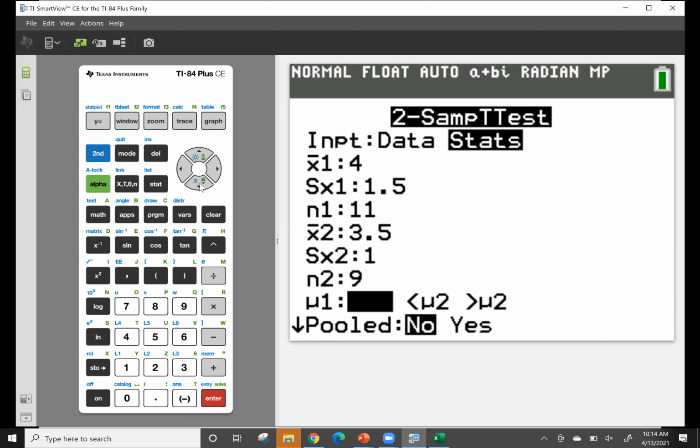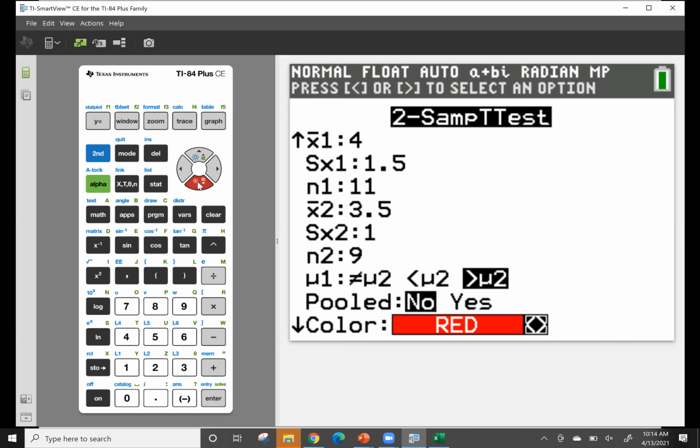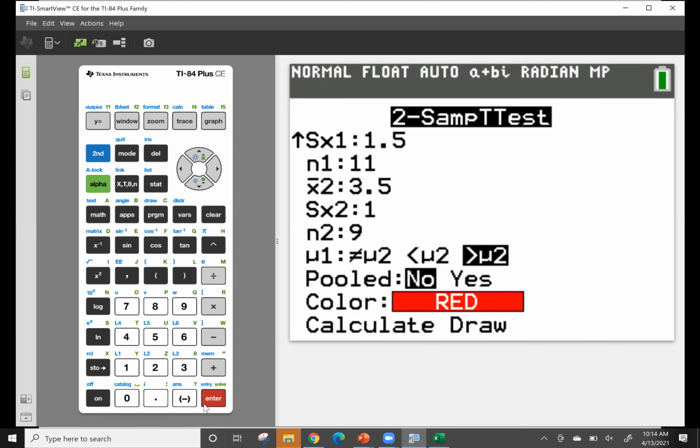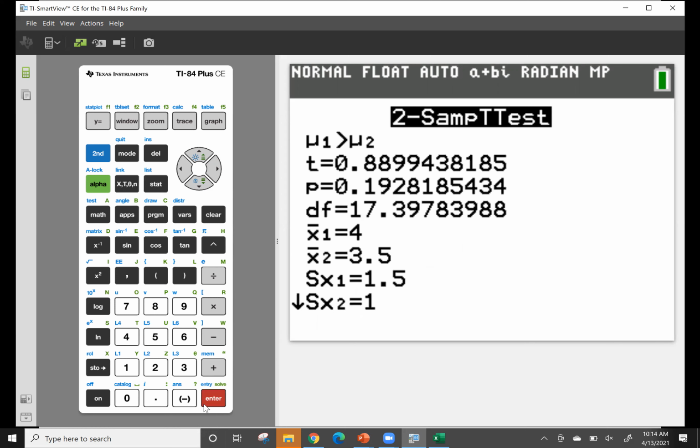Okay, now I need to change my test. This is a left-tailed test because we're looking at greater than. And I want mu1 is greater than mu2. So I need to go over. The first mean is greater than the second mean. I'm not going to pool my variances right now, and I'm going to calculate. So what do we get?